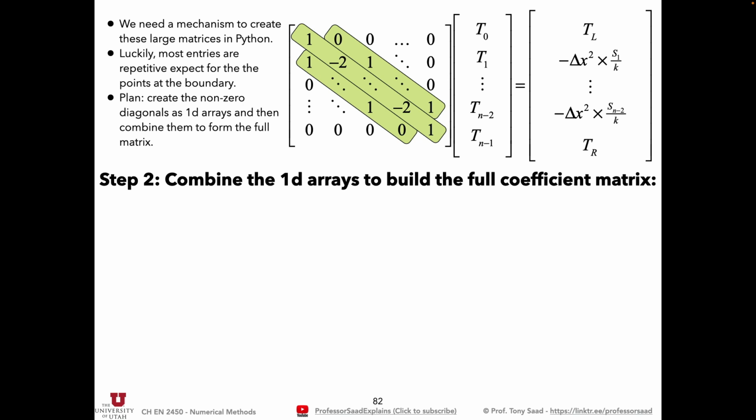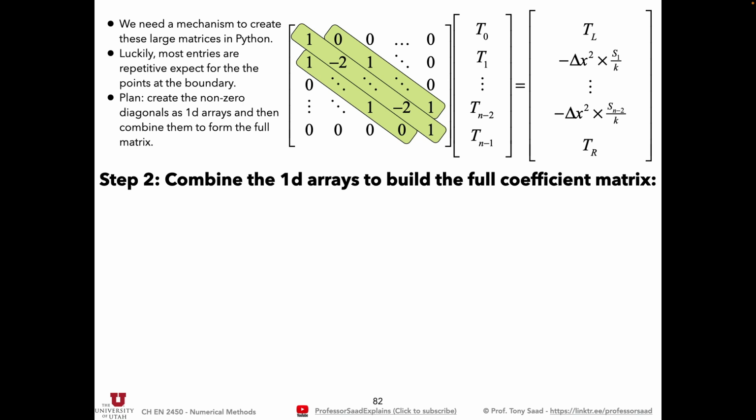Now, step 2 is to combine these 1D arrays to build the full coefficient matrix. Our goal is to solve this system of equations for the temperature. We haven't done that yet. So we're just building the coefficient matrix, and we know numpy.linalg.solve takes a coefficient matrix on the left-hand side. So we need a full coefficient matrix. We haven't done that yet. We just created the diagonals: the main diagonal, the upper, the lower.